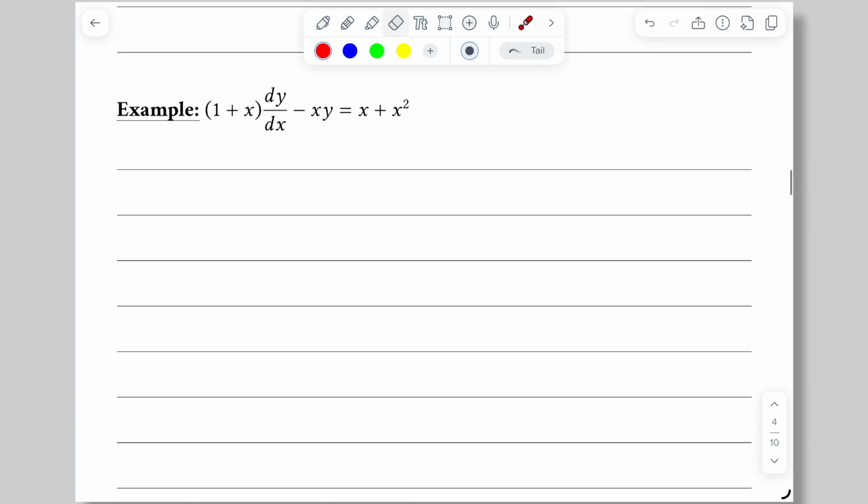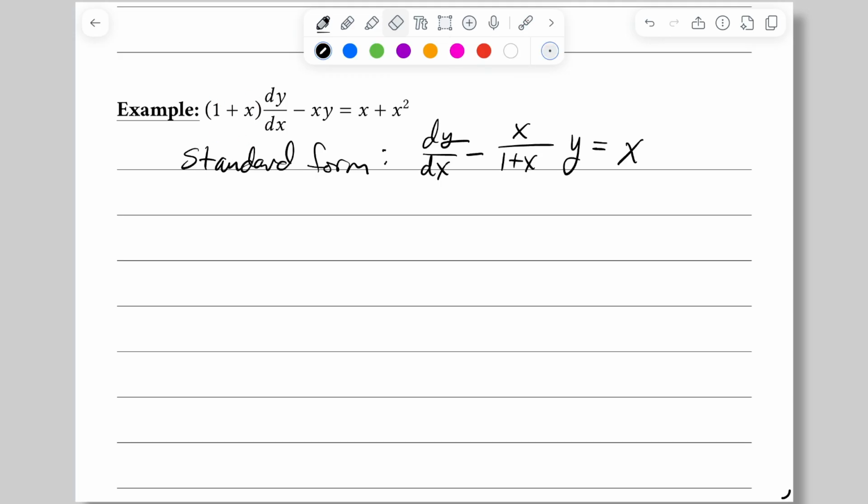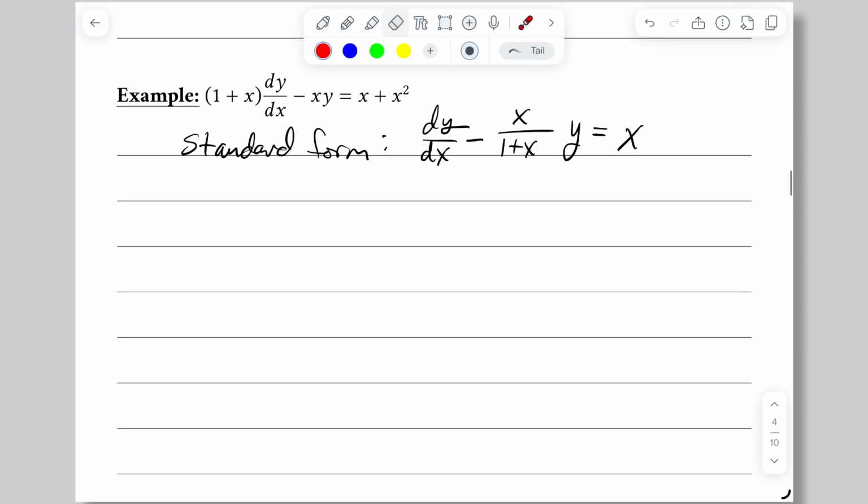Moving on. Now we have the equation quantity 1 plus x times dy dx minus xy is equal to x plus x squared. Because the coefficient function of dy dx is not 1, this is not in standard form, so that's our first step. Dividing both sides by 1 plus x, we get dy dx minus x over 1 plus x times y is equal to x, because you'll note that right-hand side factors, and then we can divide out the common factor of 1 plus x.